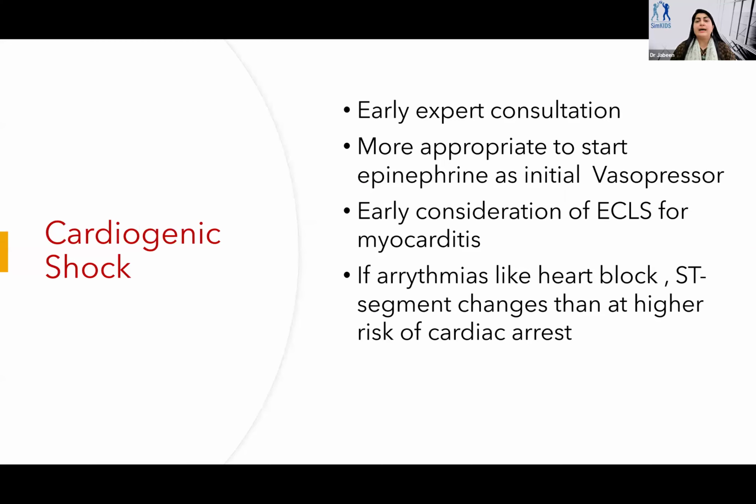So for cardiogenic shock, there's a recommendation for early expert consultation. It is also appropriate to start epinephrine as an initial vasopressor, which is a huge change. When I was a fellow getting early training, there was a lot of "start dobutamine, start milrinone, blood pressure normal versus blood pressure abnormal." It's still okay to do, but as I said, a lot of these things being started as a first line in the emergency department led to many errors.